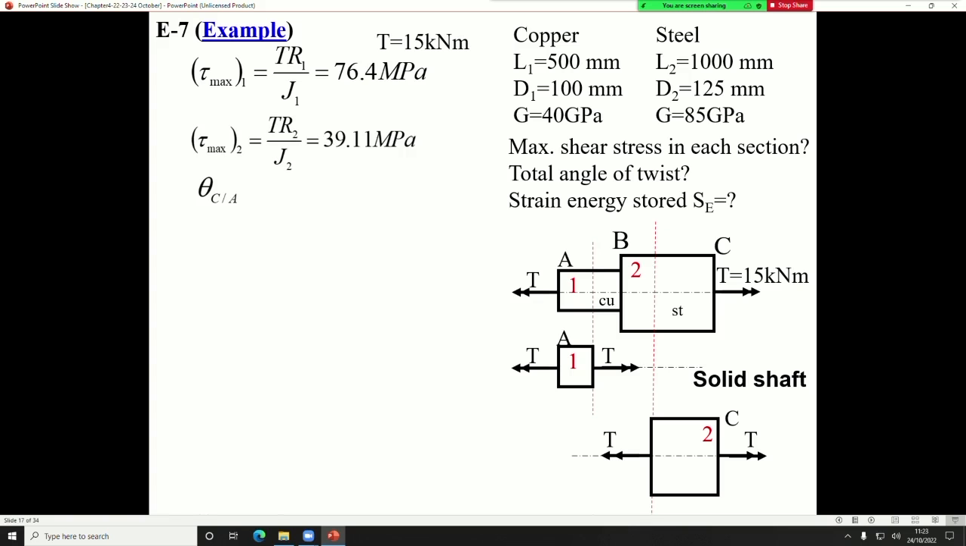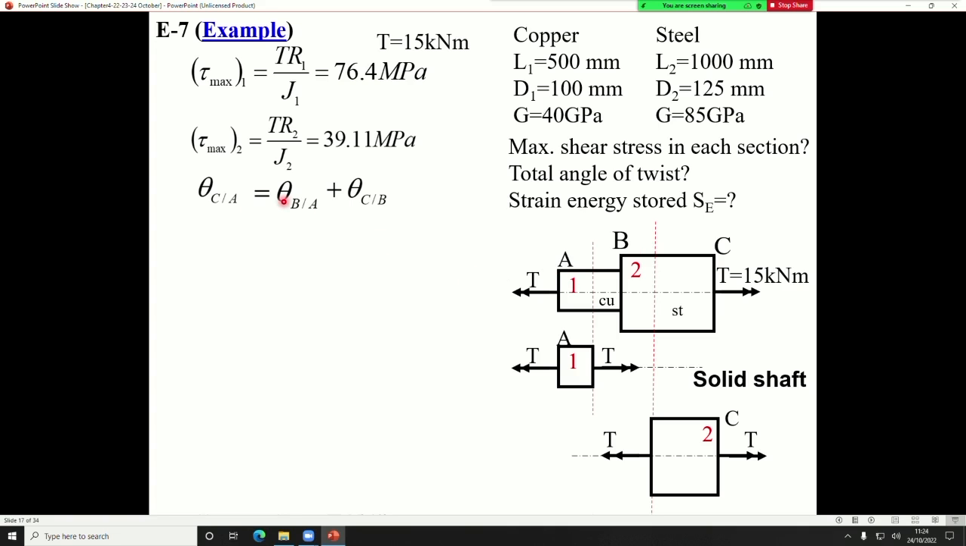Now, the next part is to find the angle of twist. So when a shaft is rotating, we are finding the angle of twist of one end with respect to the other end. As I said, the whole thing is rotating. So in this case, I can say the angle of twist of C with respect to A is equal to the angle of twist of B with respect to A plus C with respect to B. So if you remember in chapter one, if the shaft was subject to axial loading, I added the displacement of the left part of the shaft to the displacement of the right part of the shaft. This is very similar. Here we find the angle of twist of B with respect to A plus C with respect to B and add them up. It gives us the angle of twist of C with respect to A.